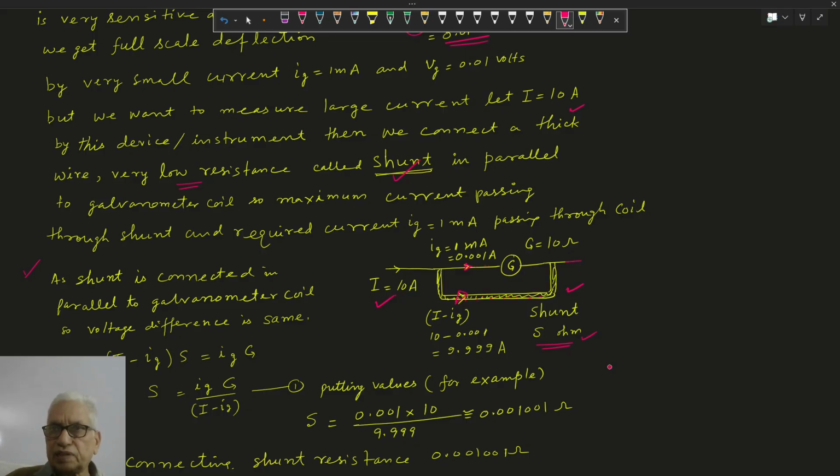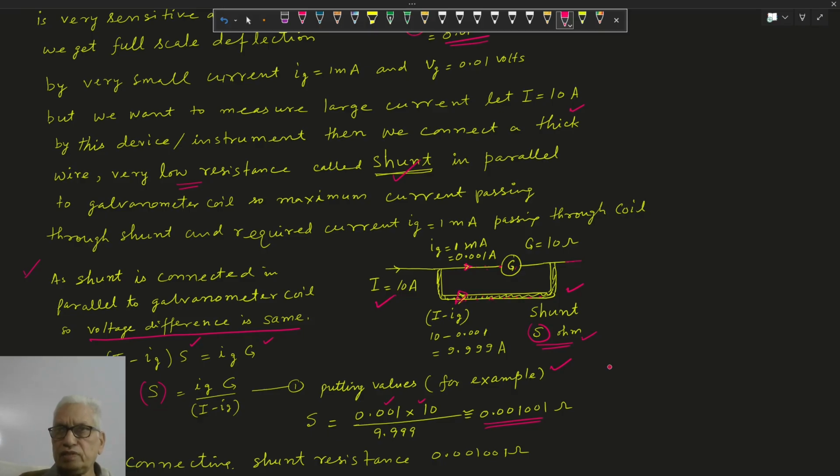So they are parallel, galvanometer and the shunt. In parallel voltage होता है same. So this is the same voltage difference. Voltage: (I minus Ig) into resistance S, शंट रेजिस्टेंस, equals Ig into the galvanometer resistance G. तो शंट रेजिस्टेंस की वैल्यू क्या मिल जाएगी? S equals Ig G upon (I minus Ig). Putting the numerical values, for example Ig is 0.001 ampere, G is 10 ohm, I minus Ig is 9.999. Approximately this is a very small resistance connected as a shunt.